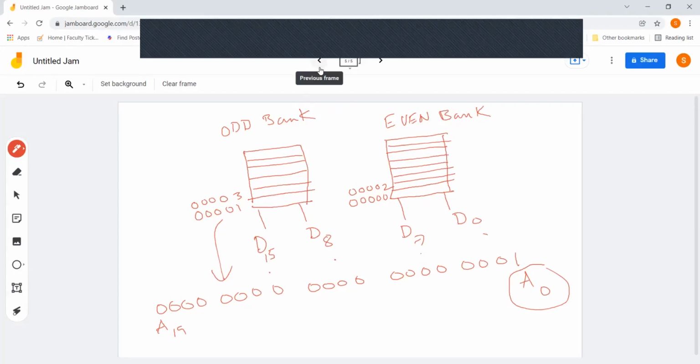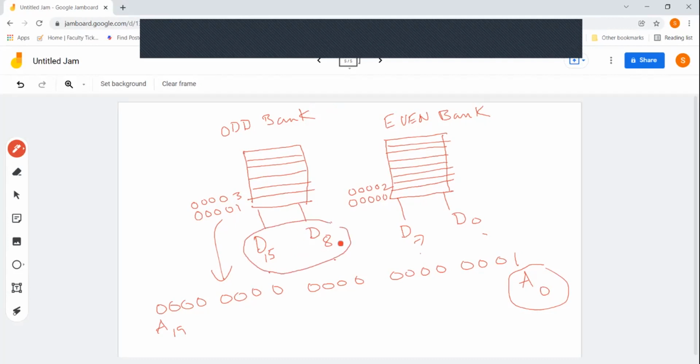Now let us consider the other concept, that is when we are taking the data from the odd bank. You can see, in the odd bank, the higher order data bus is actually activated. When we are taking the data from the odd bank, what are the things happening? The A0 bit should be 1 and the higher order data bus is activated.